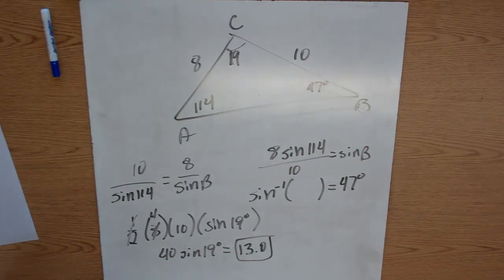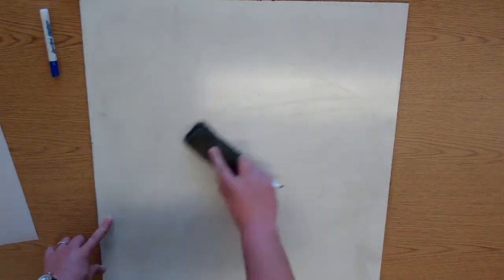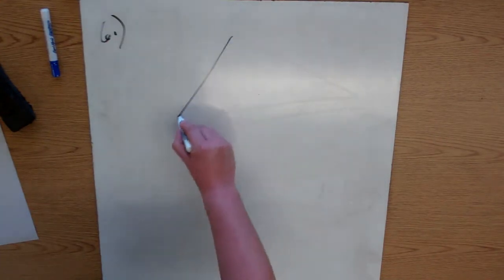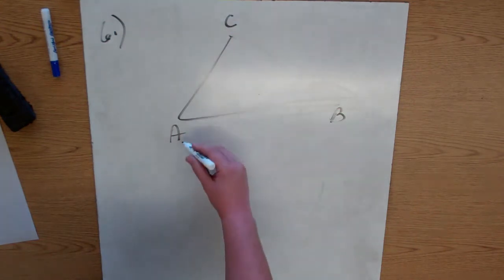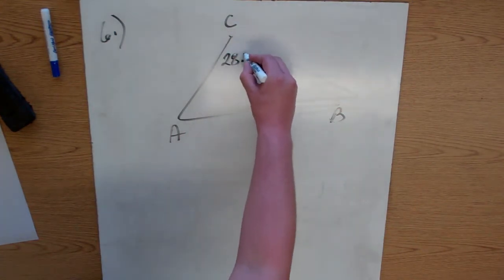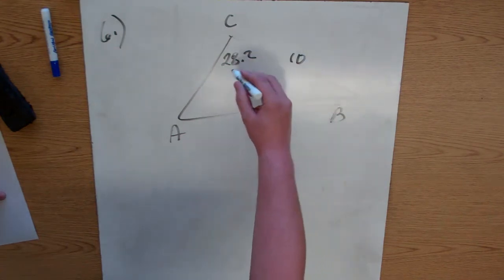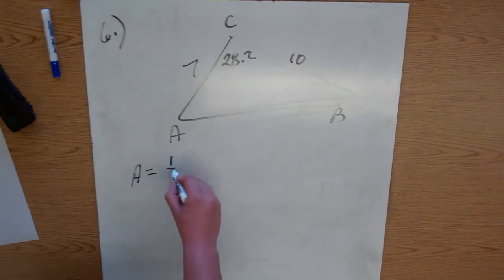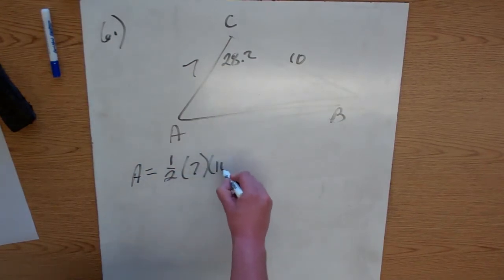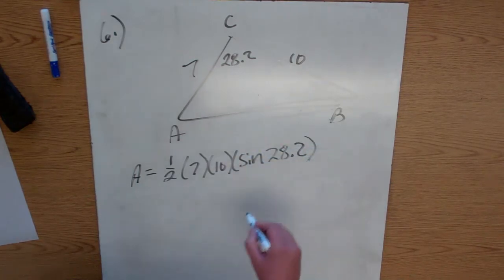All right, let's move on to the last one. Number 6. Again, let's find the area. So again, we have A, B, and C. C is 28.2. Little a is 10. Little b is 7. So your area is just 1/2 of 7 times 10 times the sine of 28.2.